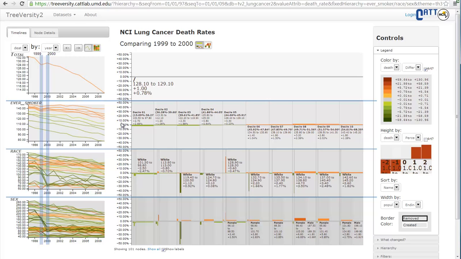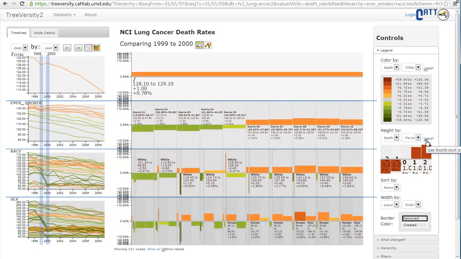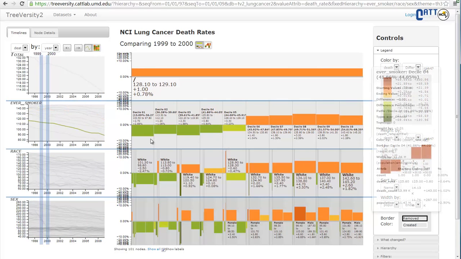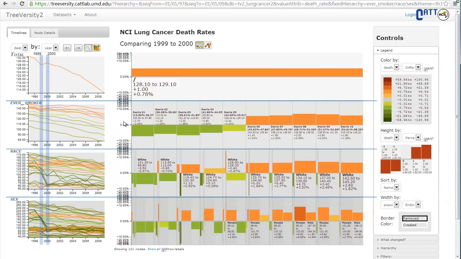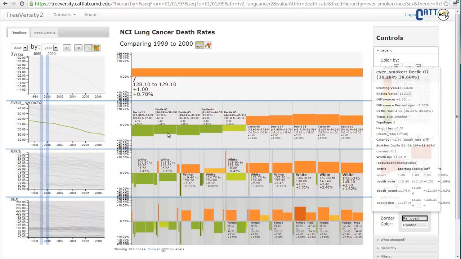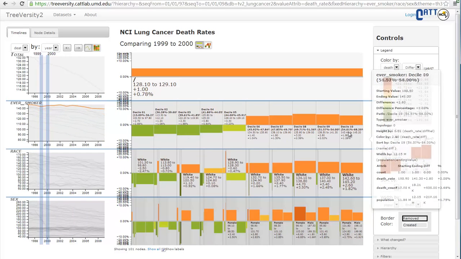So to emphasize a little bit more the changes, let's add a fourth square scale for the height, so we can emphasize the smaller changes. By doing that, we will see the 10 deciles in which the counties are grouped.